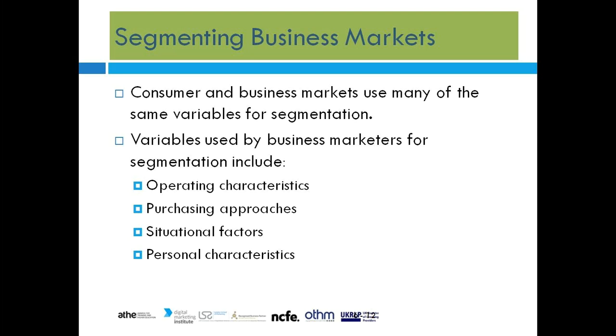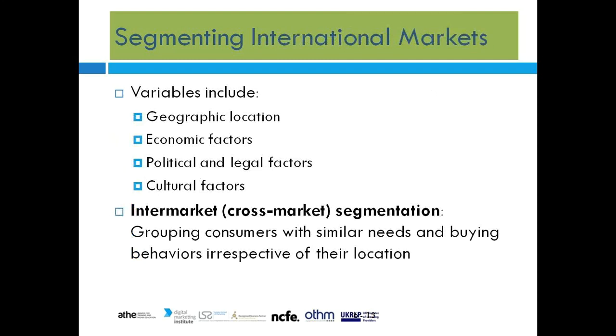Consumer and business markets use many of the same variables to segment. The variables used by the business marketer include operating characteristics: where they operate, how much operation they have, how many shops they have. Maybe we can segment by purchasing approaches: how often they purchase, and what sort and how much quantity they purchase. Situational factors: we need to look at which situation they are in, and where we are based. Personal characteristics: personal qualities we need to look at.